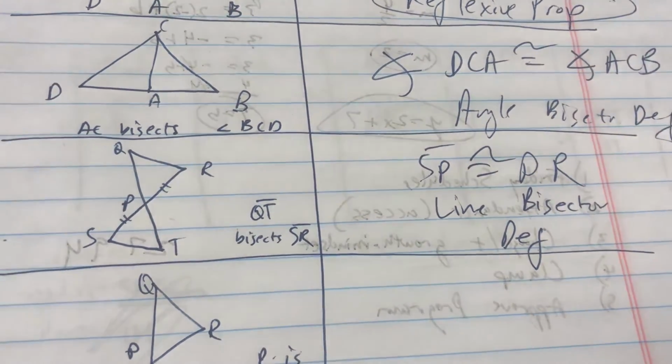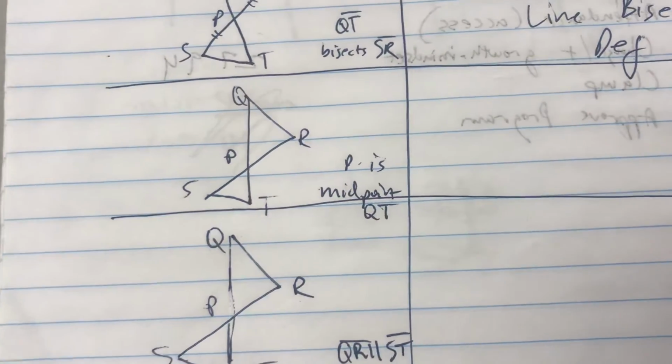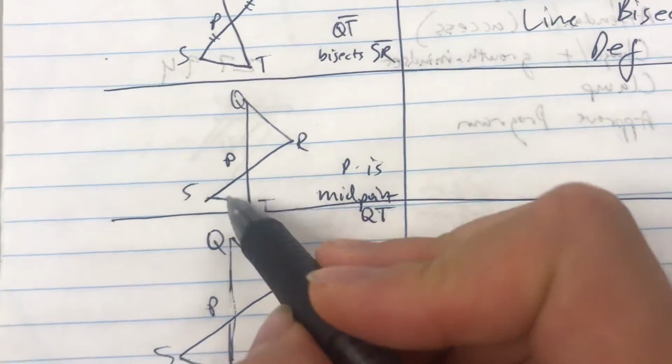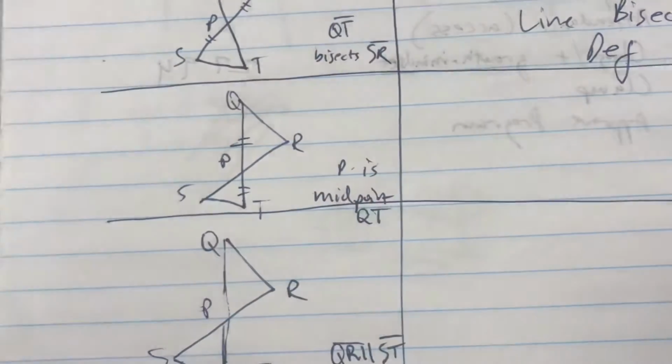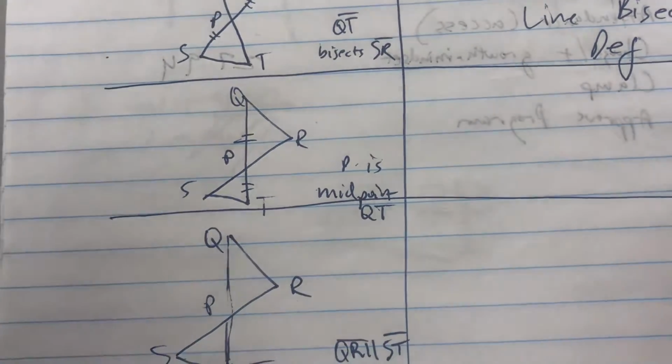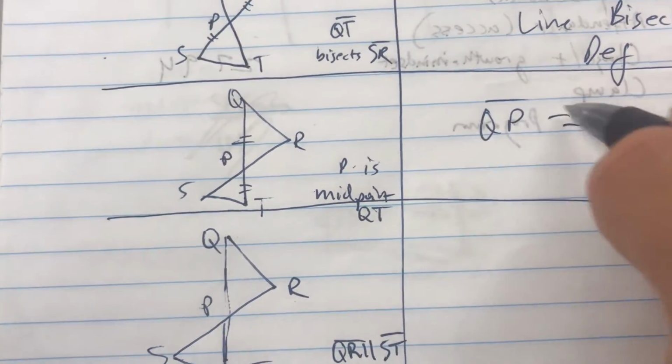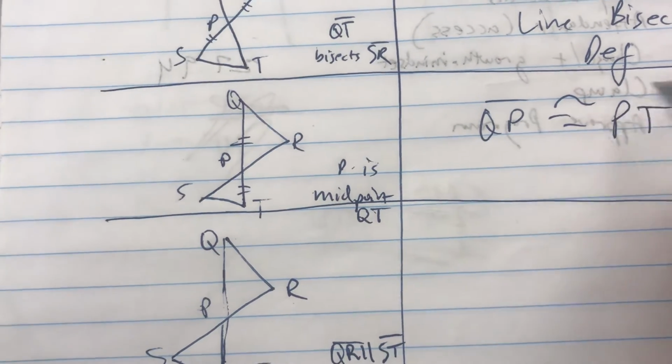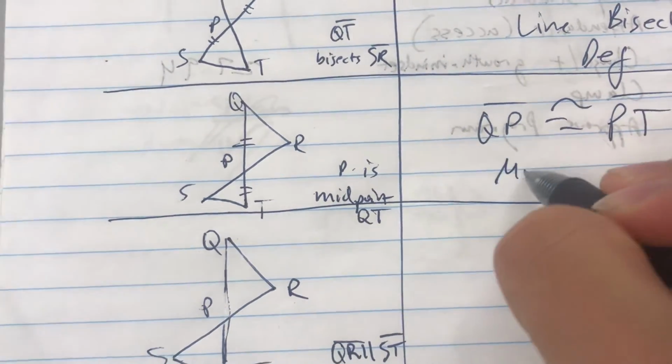And then finally, or two more, we have here, let's see, we have P is the midpoint of QT. Well, if P is the midpoint of QT, that means this is equal to this, right? And it's very much like line bisector. So you could say QP is congruent to PT, okay? And you could say it's because of the midpoint definition.